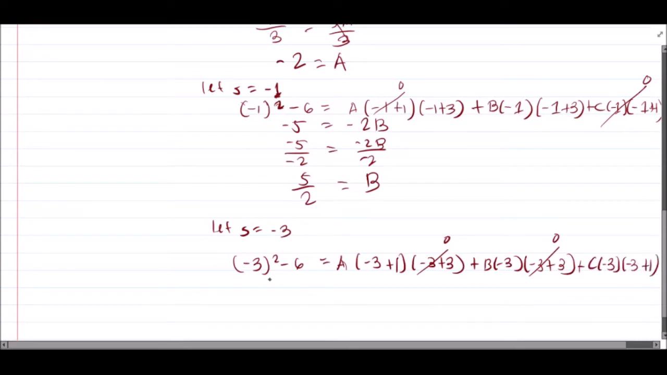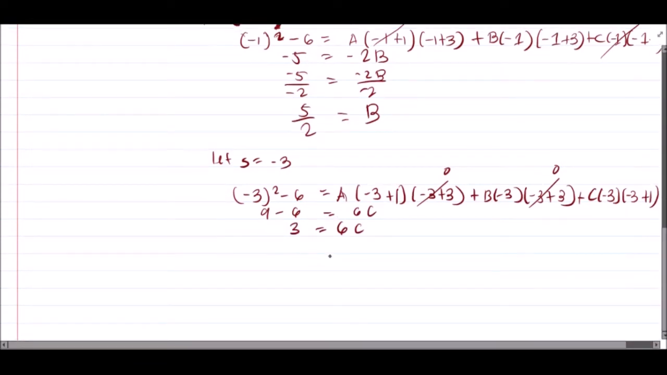Okay, so this will be 9 minus 6 is equal to c times negative 3 times negative 2, so that will be positive 6, so 6c. So 9 minus 6, that will be 3, is equal to 6c. Then we divide by 6, so 3 over 6. So our c will be equal to 1/2, no?